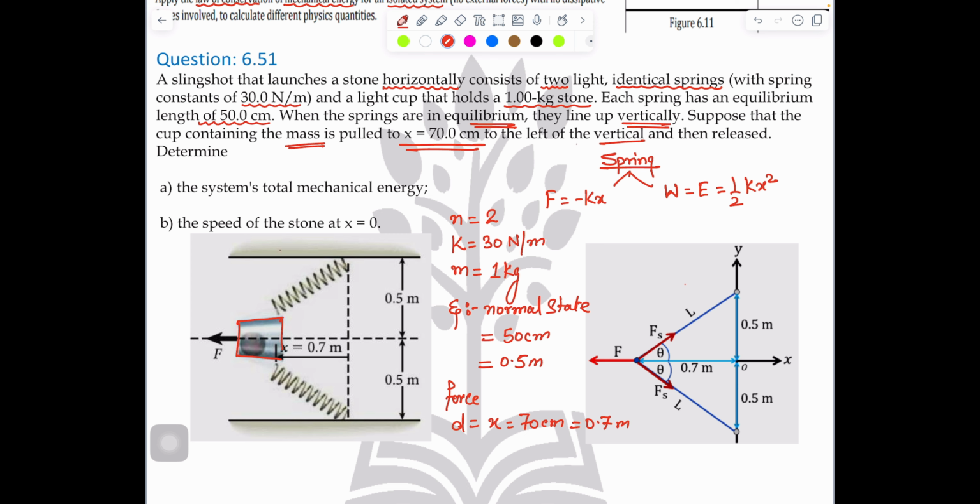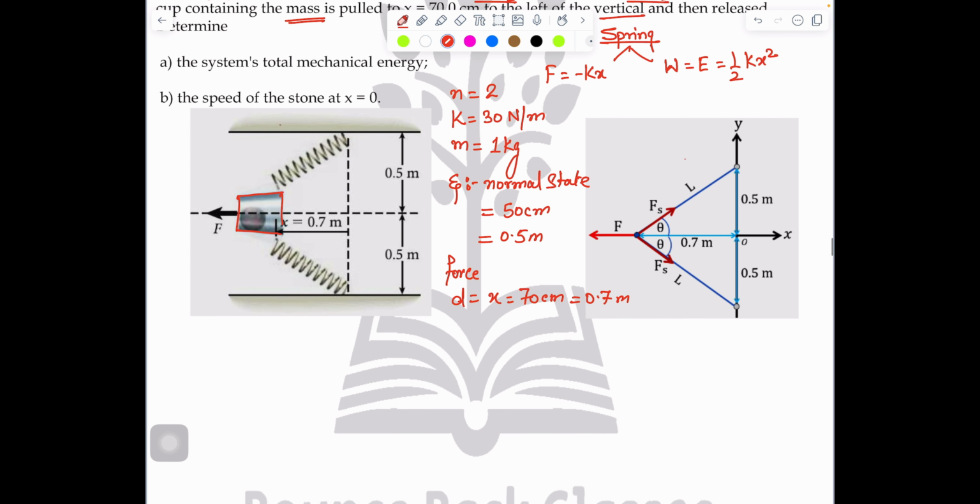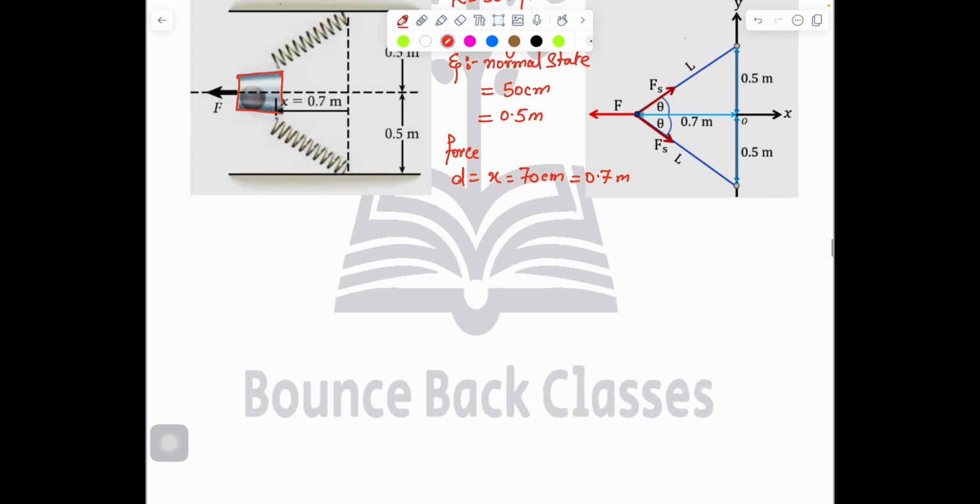After the force, the distance d, or x, equals 70 centimeters, 0.7 meter, to the left of the vertical, and then released. Okay guys, there are two cases I need to discuss with you. Let's say there is a spring attached to a cup like this. Right now, what is the length here? 0.5. This is your equilibrium situation. This is case one.